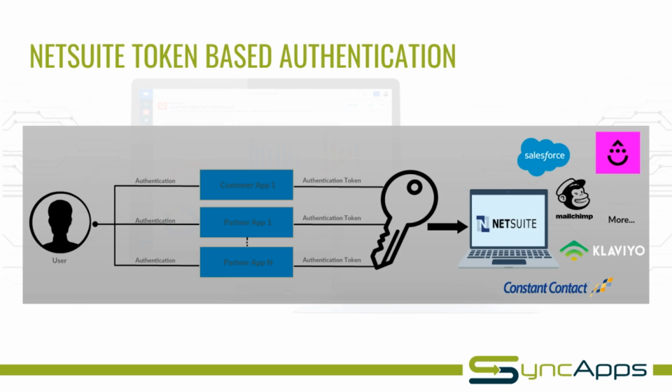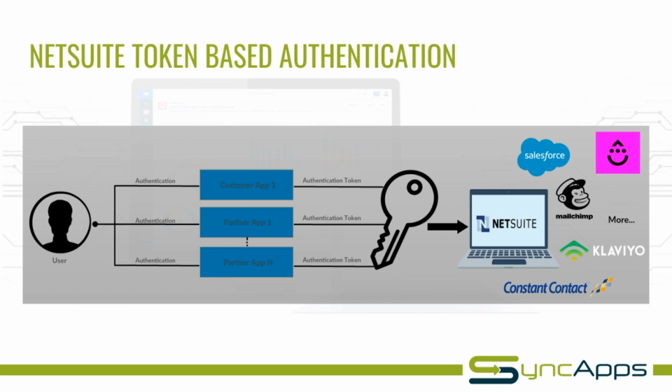So again, here is an example flowchart of using your NetSuite authentication type for the different applications that you integrate with NetSuite. So let's say you have NetSuite to Salesforce, that's 1 token, NetSuite to MailChimp, NetSuite to Drip, NetSuite to Klaviyo, and NetSuite to Constant Contact. So you have up to 5 concurrent API requests. So you can run 5 integrations or 5 applications concurrently, seamlessly with NetSuite, and of course now with SyncApps.